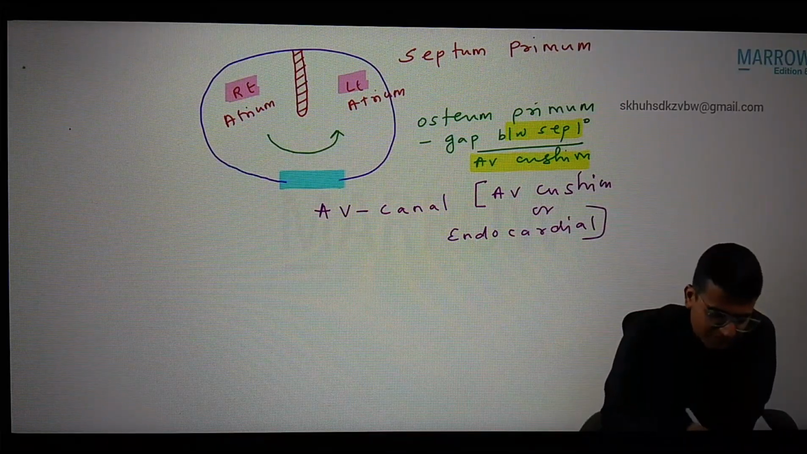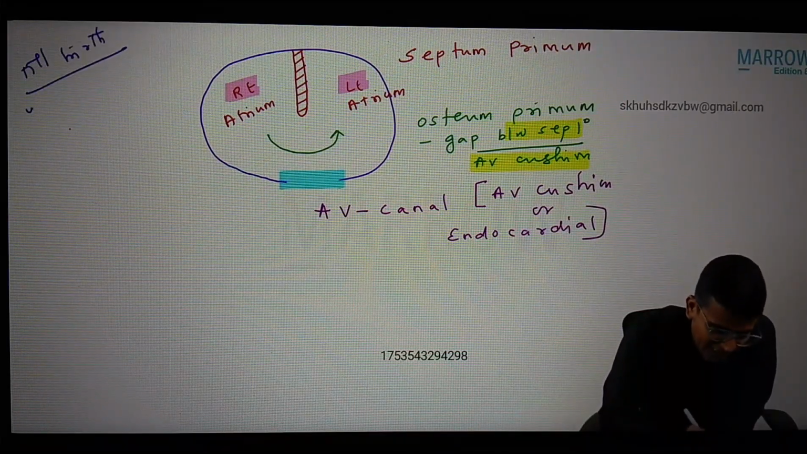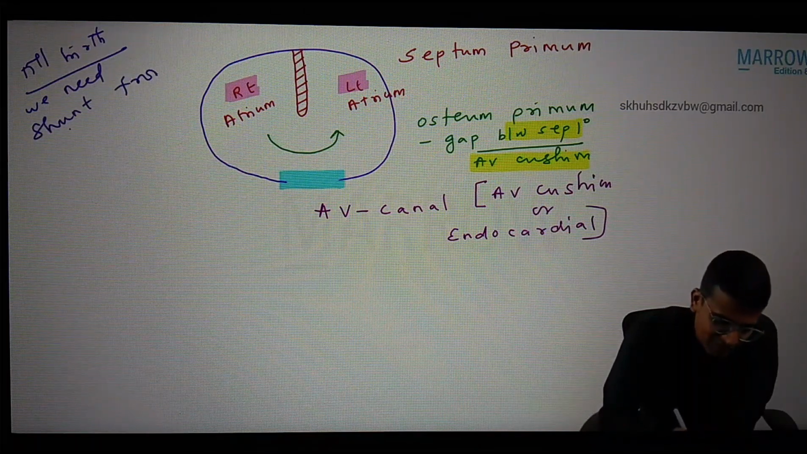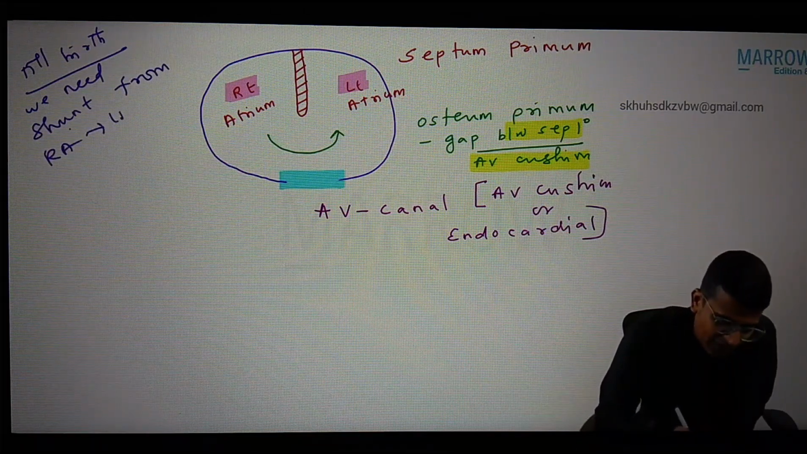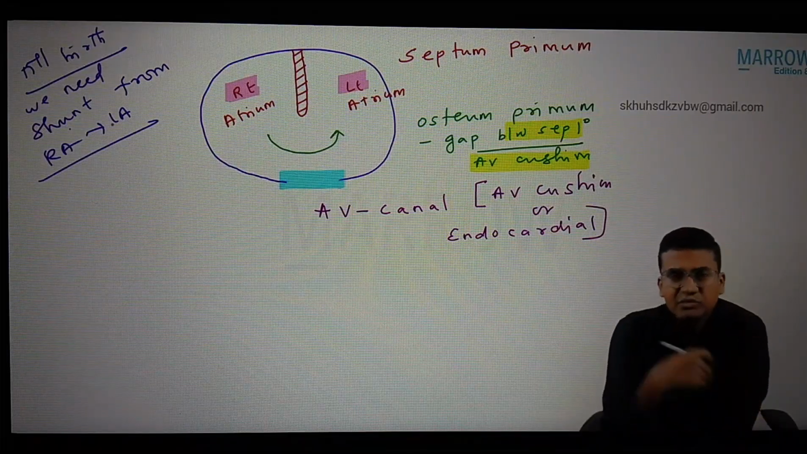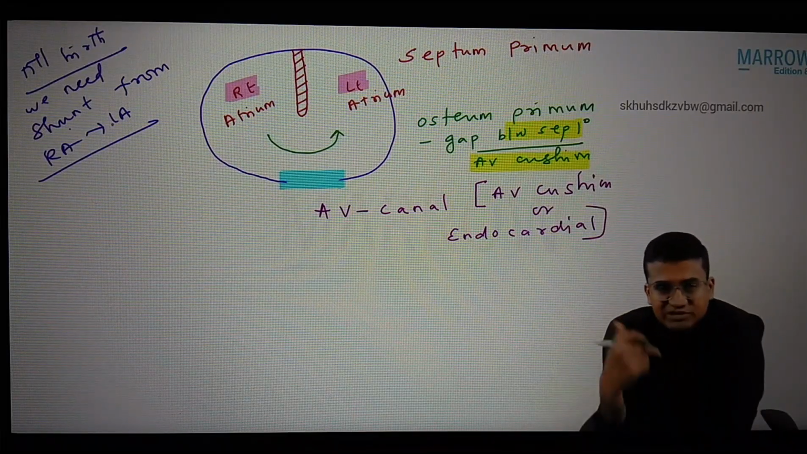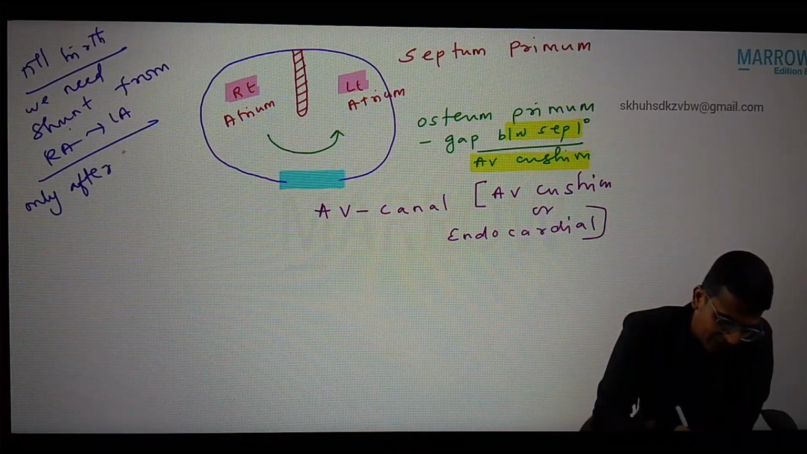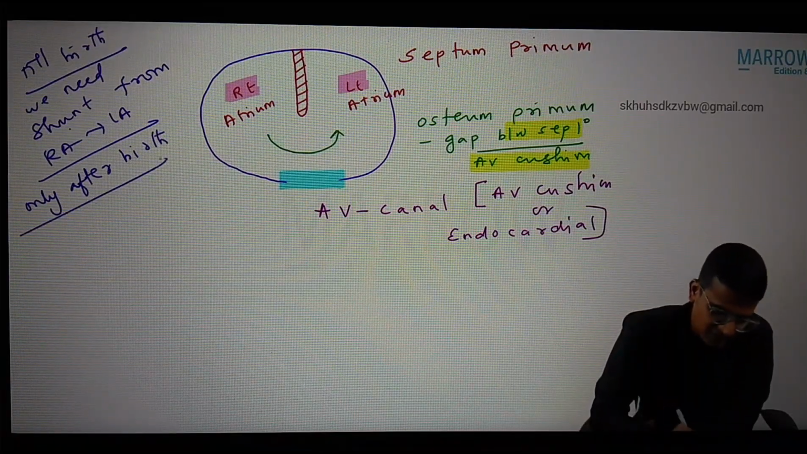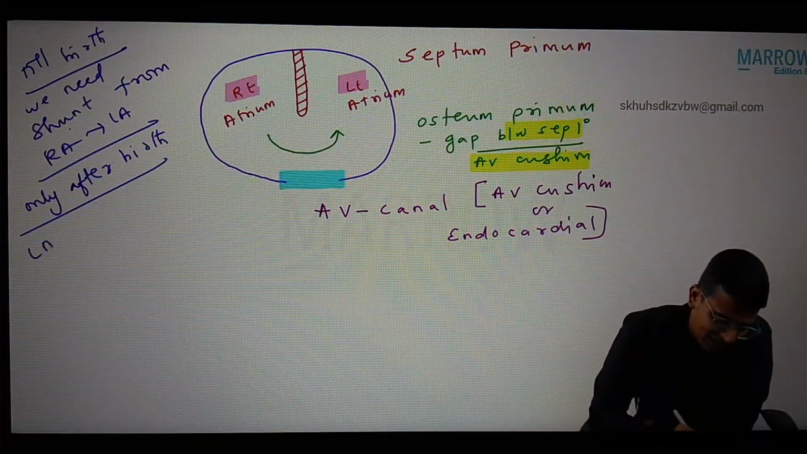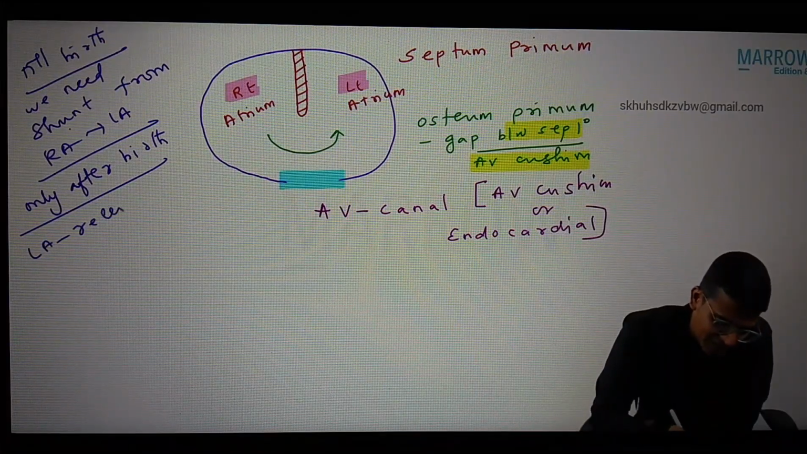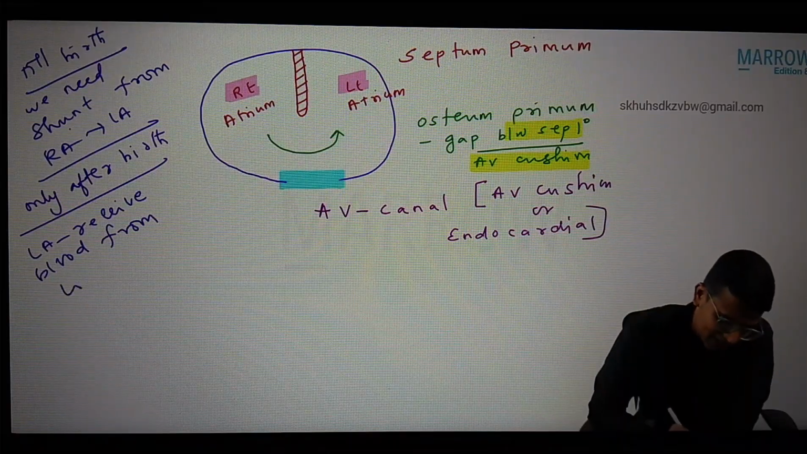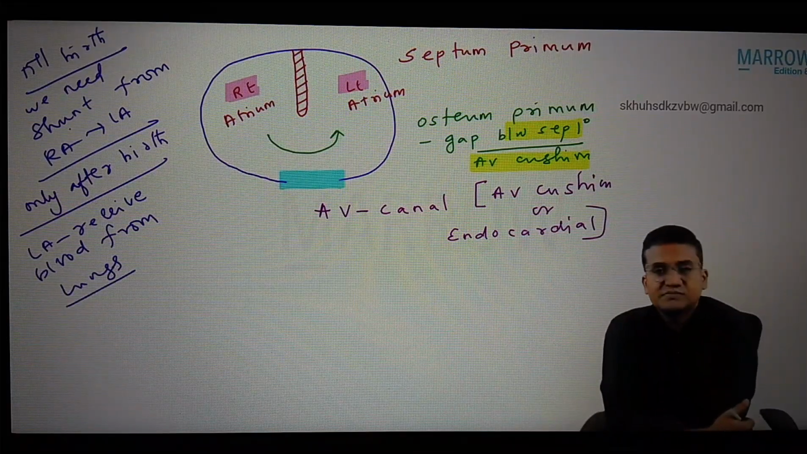So till birth we need a shunt from right atrium to left atrium. Why? Because only after birth the lungs start to function, and the left atrium receives blood from the lungs through the pulmonary veins.